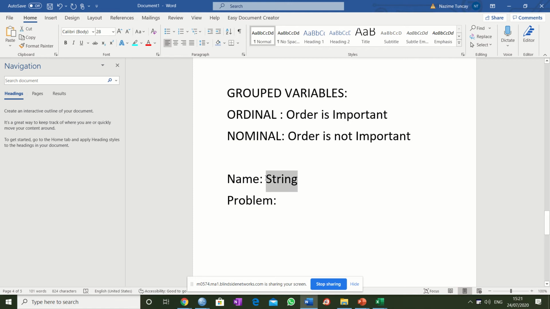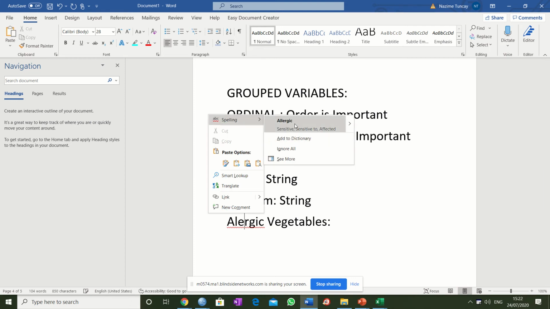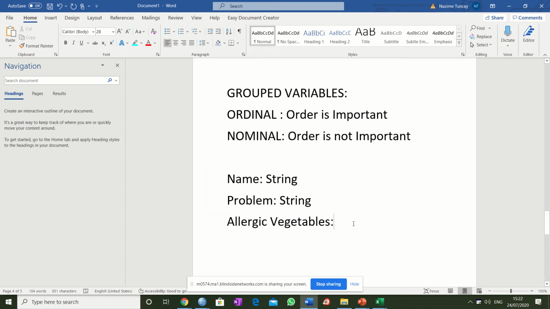Or maybe any text, okay, string is any text. Or maybe allergic vegetables. If you don't group it, this is a string. For example, they are going to write tomatoes, potatoes, this kind of stuff. So these are strings.